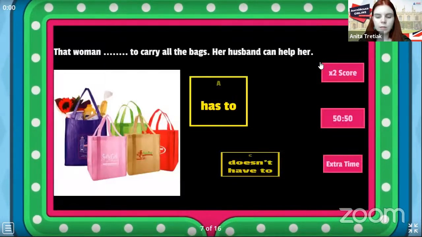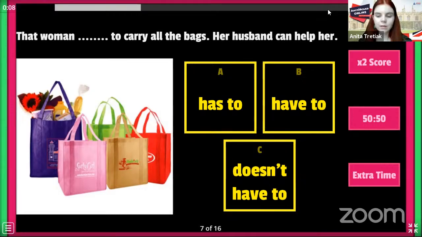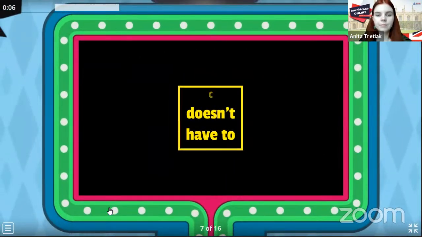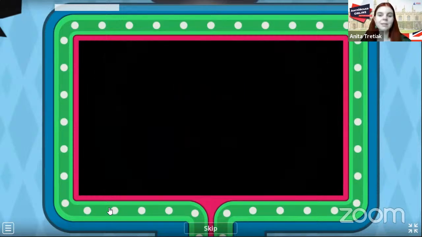The next one. That woman to carry all the bags, her husband can help her. Has to, have to, doesn't have to. Okay, your answer, C, okay. That was correct, very nice.